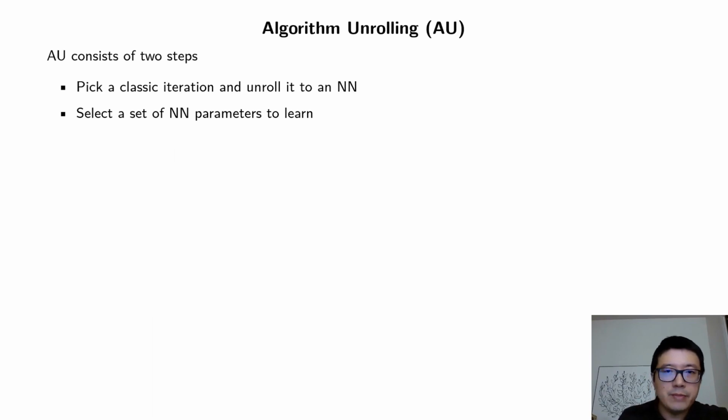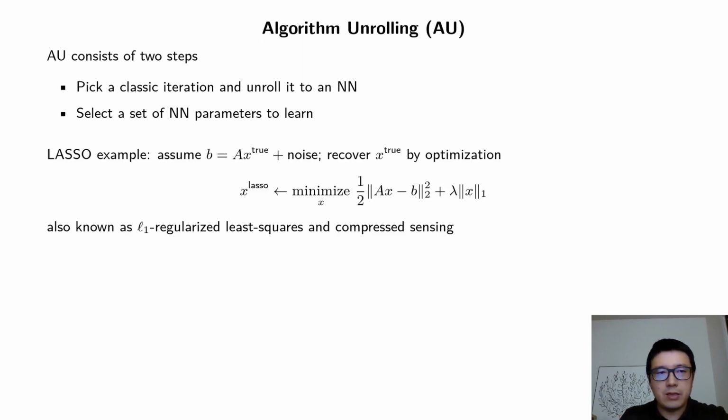Algorithm unfolding or algorithm unrolling consists of 2 steps. You pick a classic iteration, unroll it to make it look like a neural network, and then, most importantly, the second step: you choose certain parameters to free and train them like you train a neural network. To be concrete, let's look at this lasso example. Lasso is an optimization model where the goal is to recover a sparse vector, x true, from its linear measurements, which may be corrupted by noise. In other words, you have b, you have A, and you try to recover a sparse solution.